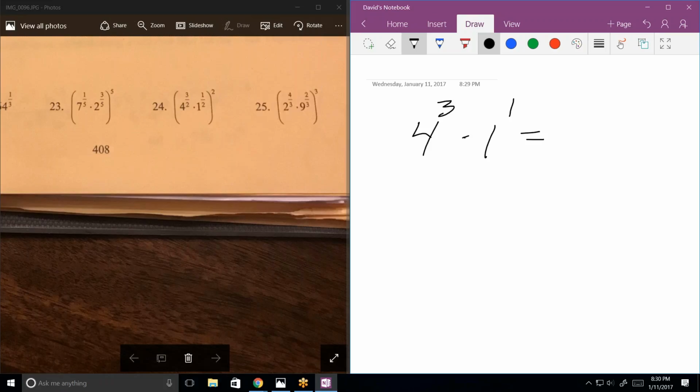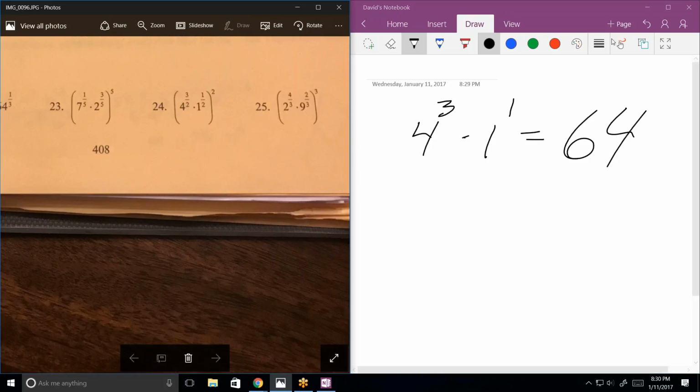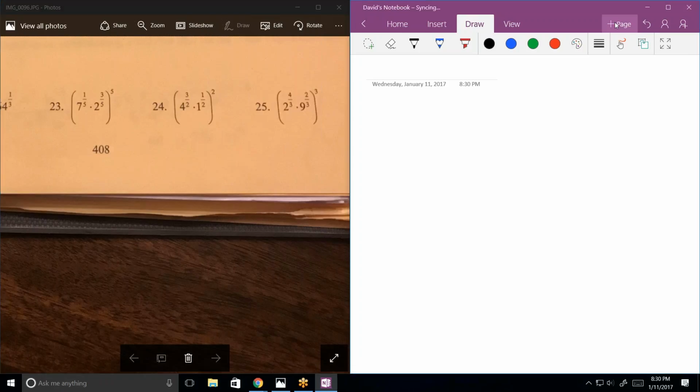Now you're figuring out how good it is to multiply those fractions. Same thing on 25. So we would do 2 to the fourth times 9 to the second.